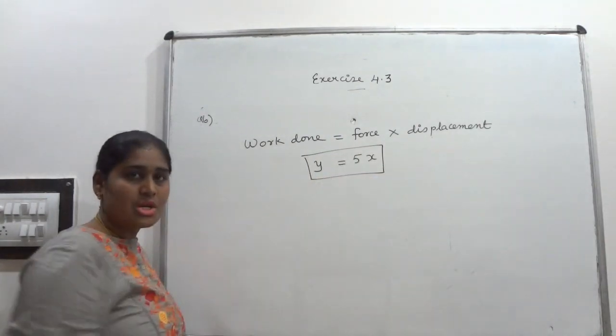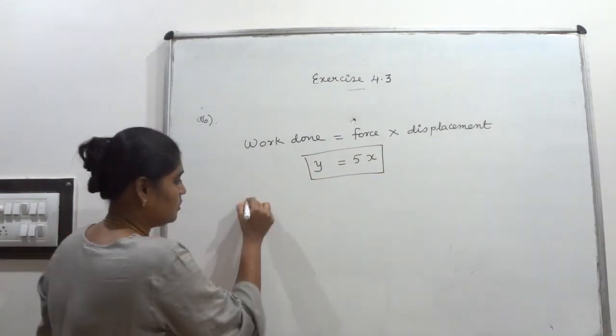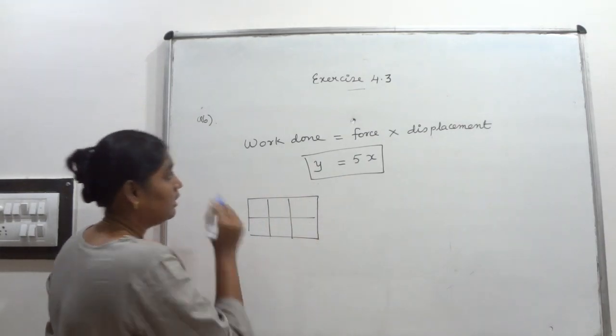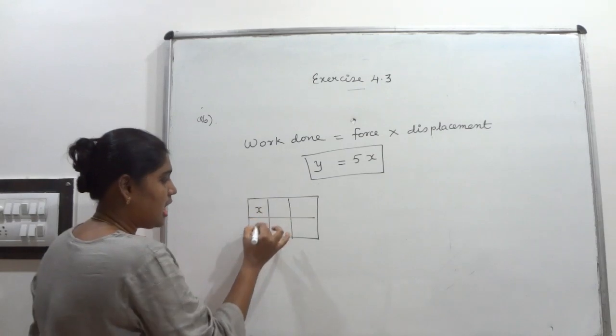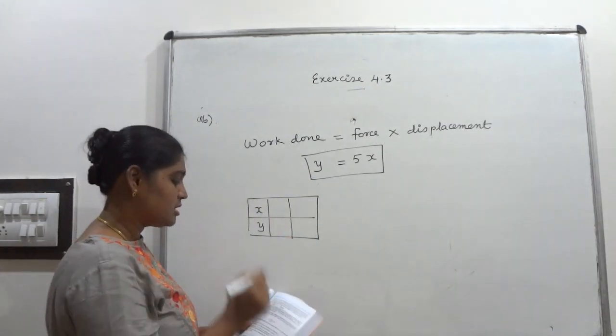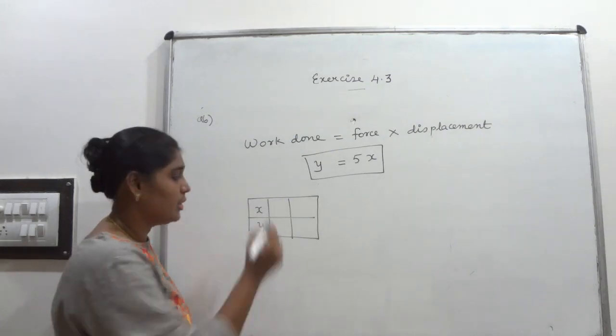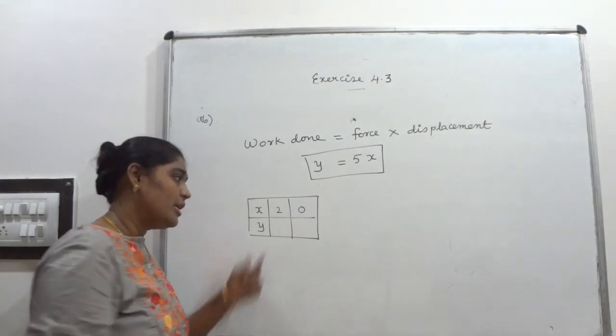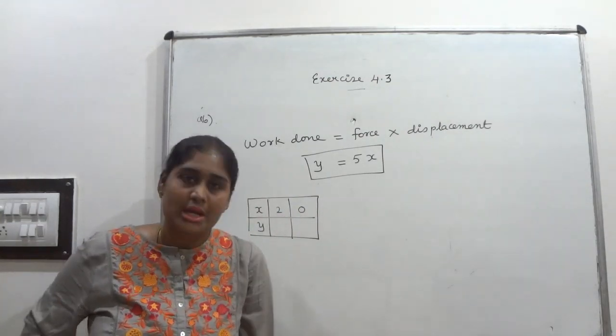For this equation, I have to draw the graph. Draw the table for the given equation, x and y. Here the distances are already given. One is 2 unit, another one is 0 unit. So one is 2 unit I am taking, another one is 0. It is already given in the question. While reading that you can understand.